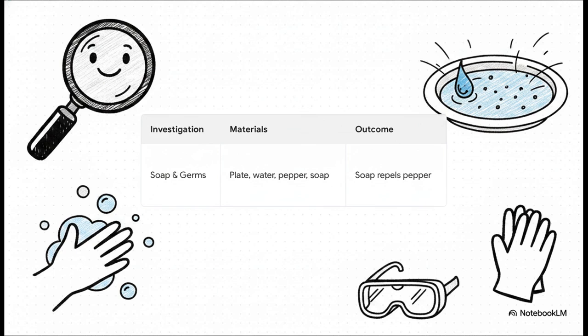Your main job here is just to ensure they are accurately recording their observations and actually explaining why the tools and safety rules matter during the lab.